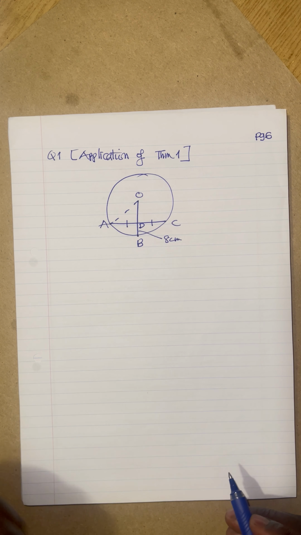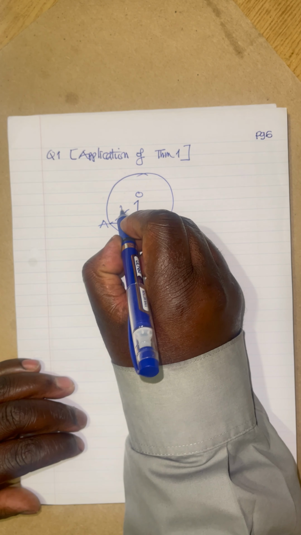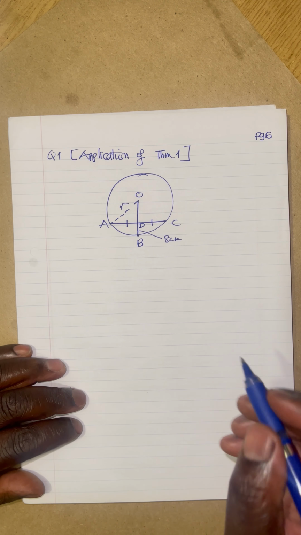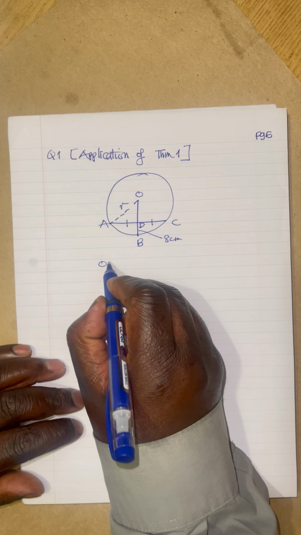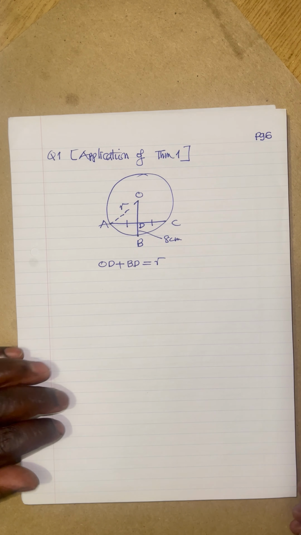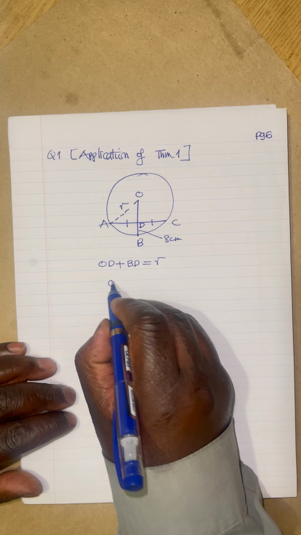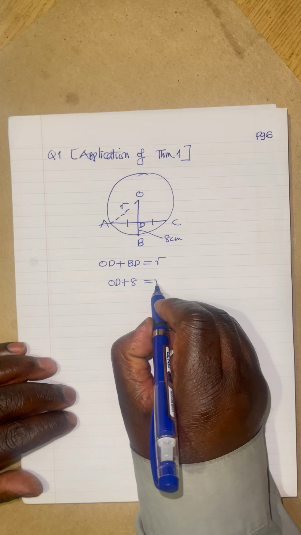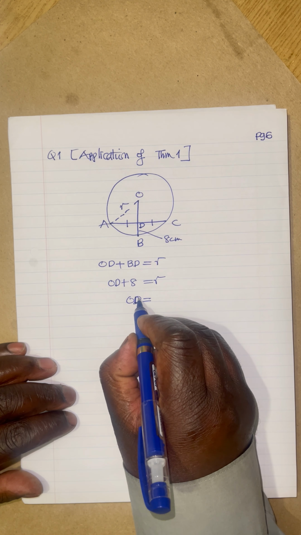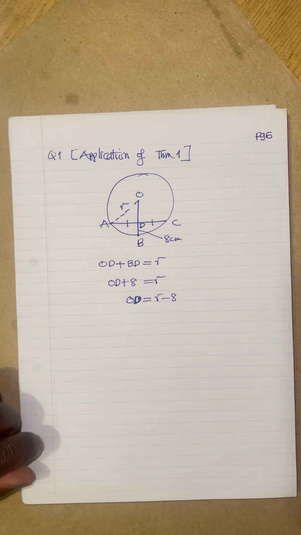Right, now first of all, we quickly mark that AO is actually our radius. Let's use small letter r there for radius. You'll agree with me that I can therefore also say that OD plus BD is equal to r, because that's radius also. So what is BD? Well, BD is 8. So OD plus 8 equals r. Let's work out OD. OD equals r minus 8. Keep that one there.